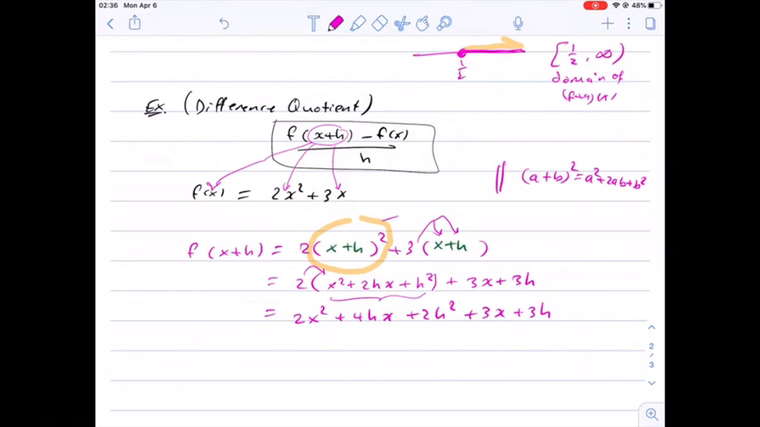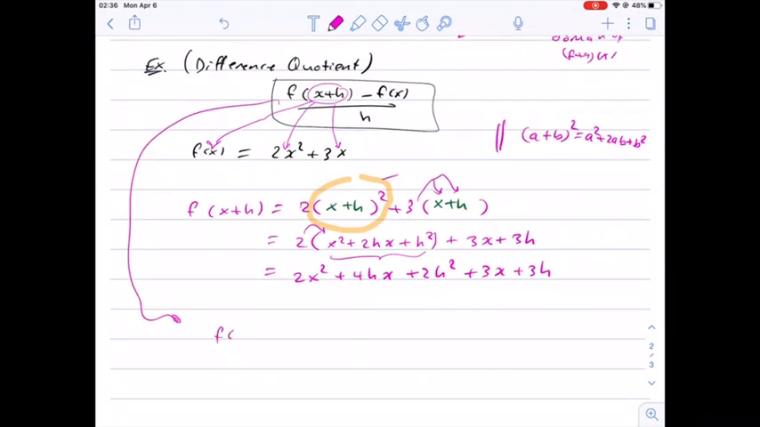Now let's try to simplify. Can we simplify more? We have 2x squared here. We don't have another expression with x squared. We can't simplify more. So let's substitute into the formula. So the formula says f of x plus h minus f of x over h. Now this is equal to f of x plus h, which is this expression.